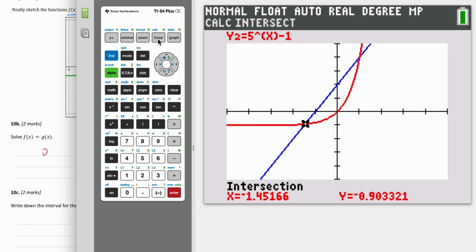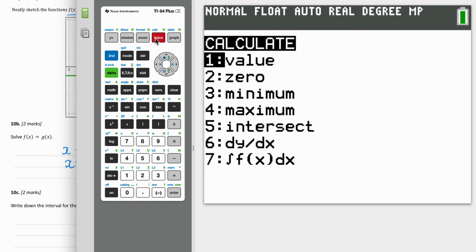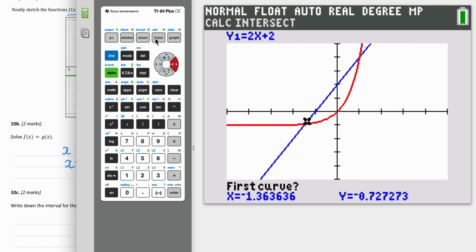And we can see that the intersection there is that x is equal to minus 1.45166, or to 3 significant figures, minus 1.45. And then the second one, we repeat the same process, second function trace, intersection. And for this one, we're just going to go a little bit closer to the right-hand side intersection, and we can see there that it's just x is equal to 1.